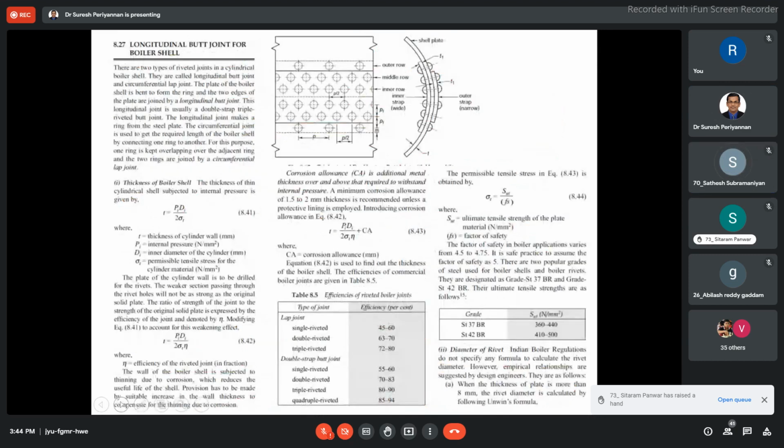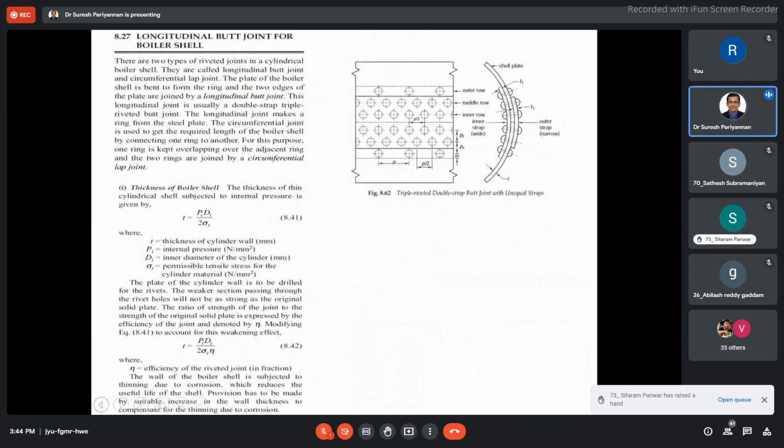Now I come to the longitudinal butt joint for the boiler shell. First we go through the theory, what we are going to study and why we are studying it, then you can understand, then we go for the discussion. There are two types of riveted joints in a cylindrical boiler shell. One is the longitudinal butt joint, another one is the circumferential lap joint.